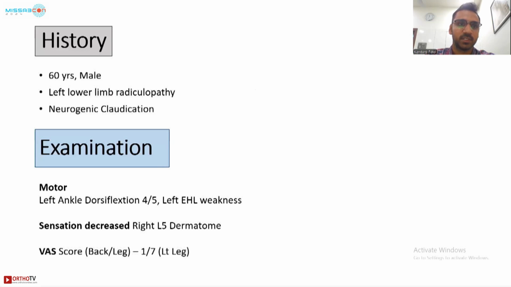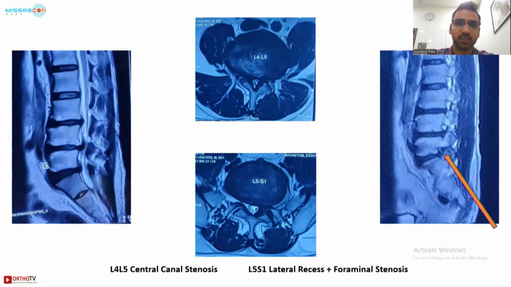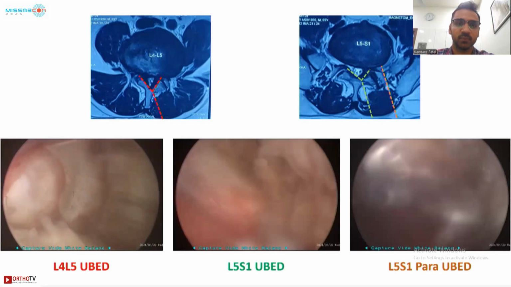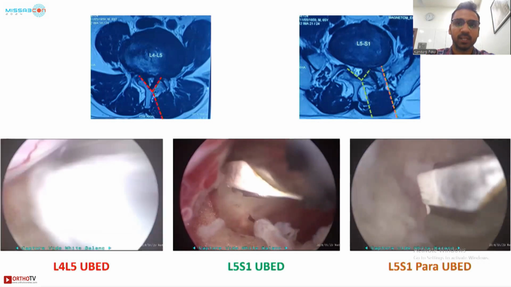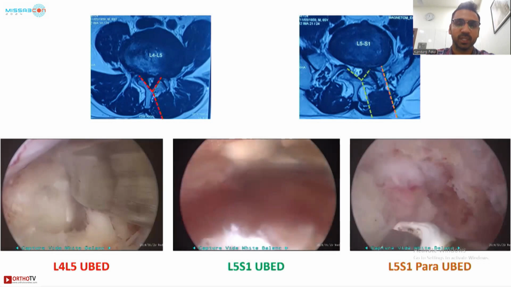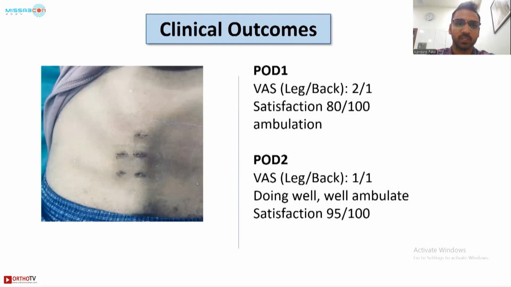Another patient is a 60-year-old male patient having left lower limb radiculopathy and symptoms of neurogenic claudication. So this patient had central stenosis at L4-5 level and lateral recess stenosis and foraminal stenosis at L5-S1 level. This patient was operated with L4-5 and L5-S1 interlaminar UBE approach and left-sided para-UBE approach at L5-S1 level. Post-operatively, the patient improved and had good satisfaction. And these are the post-operative clinical images of the operative site.